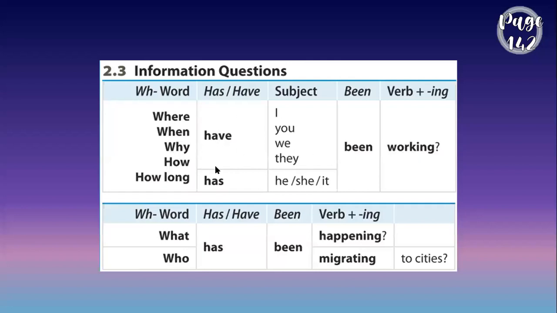Always remember the auxiliary goes at the beginning. All we have to do is add the WH question. What has been happening? Because it's progressive, we need -ing. Don't forget that. We need -ing because it is the present perfect progressive.